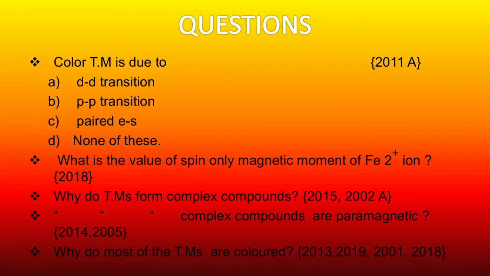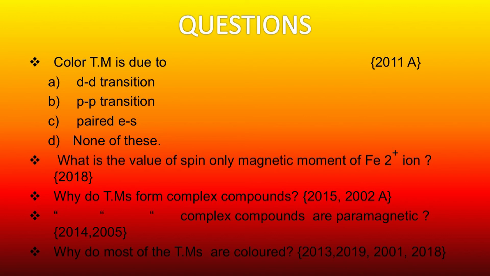Color of transition metal is due to dash: d-d transition, p-p transition, paired electrons, none of these. The answer is d-d transition. And what is the spin only magnetic moment value for Fe2+ in 2018? Fe2+ means d6. D6 means there are 4 unpaired electrons. Remember, you have to calculate the number of unpaired electrons. Since n is 4, the value will be 4.90 BM.